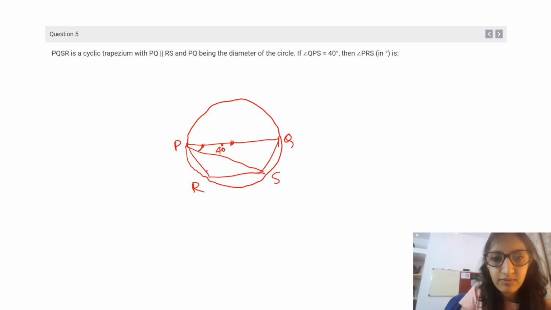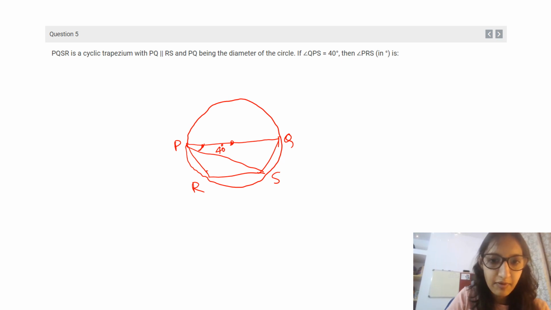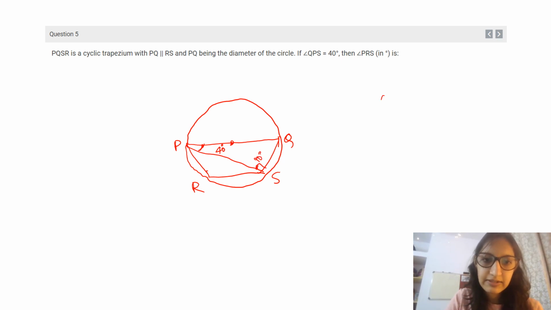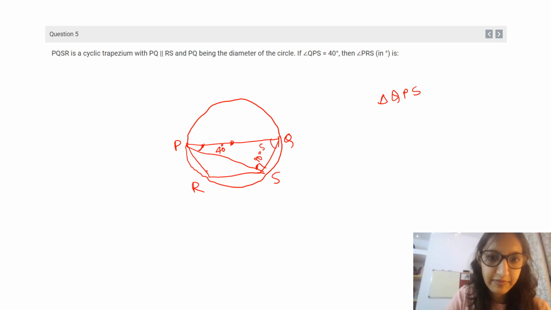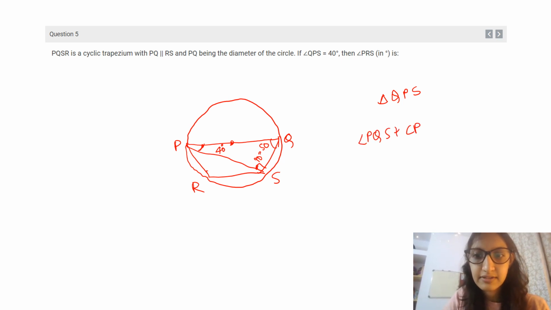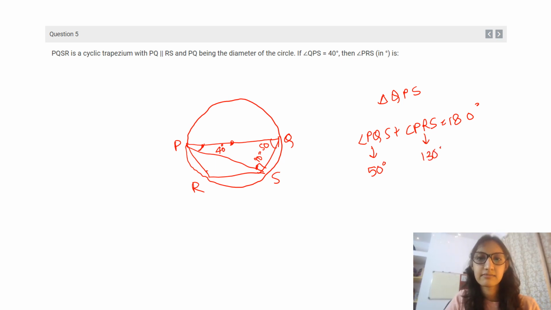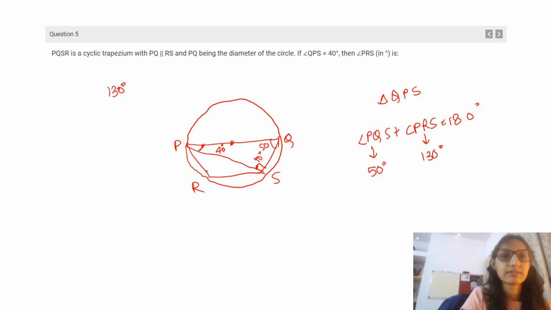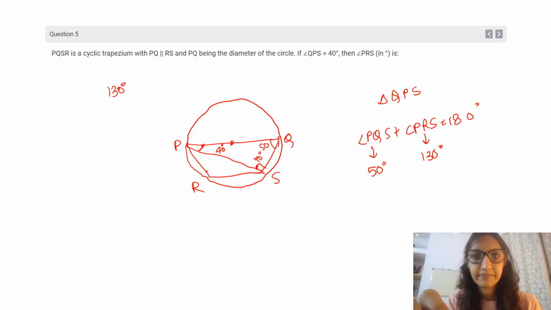So you easily know that when a diameter forms an angle on the circumference, it is 90 degrees. And when you see this triangle QPS, you have 90, 40, so this will be 50. And in a cyclic trapezium, the sum of opposite angles is 180. So the sum of angle PQS plus angle PRS is 180 degrees. So if this is 50, this is 130. Okay, I hope that's simple. This was very simple, you should have done it.